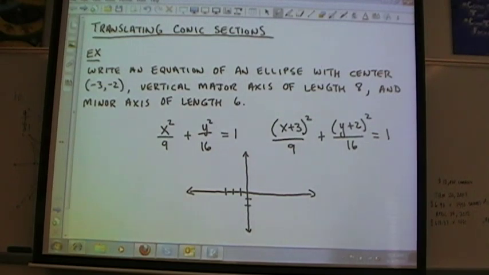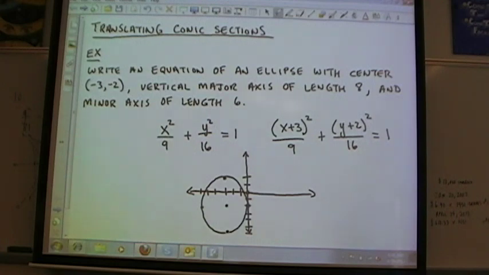So your center is -3, -2. So that would be here. And on the y-axis, we go up and down 4, which would put me here and here. And on the x-axis, I go left and right 3. Here, and here. And then just draw your ellipse. So there's your ellipse.